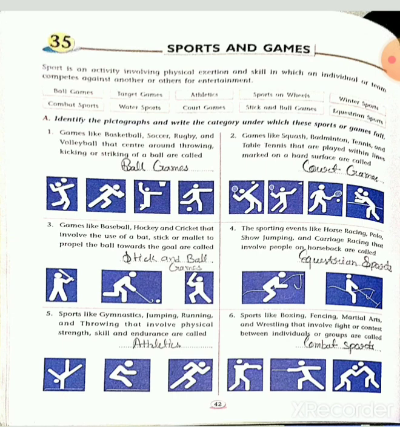So identify the pictographs and write the categories under which these sports or games fall. First number, games like basketball, soccer, rugby and volleyball that center around the throwing, kicking or striking of a ball are called the ball games.